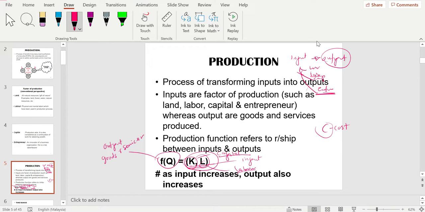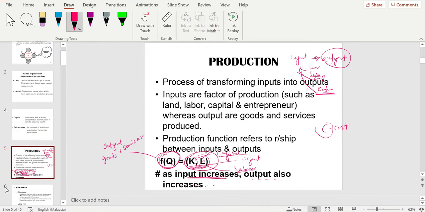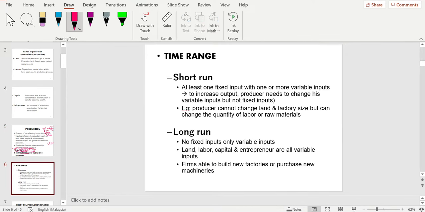Alright, so how to produce more of the output here? We must increase input. So kalau lagi banyak capital kita guna, lagi banyak labor kita guna, kita boleh menghasilkan more output. So to increase more output, we must increase more input. Okay, so let's go for the next slide.